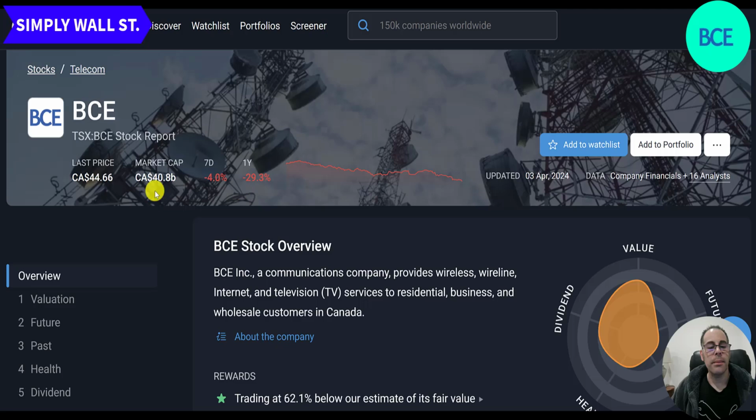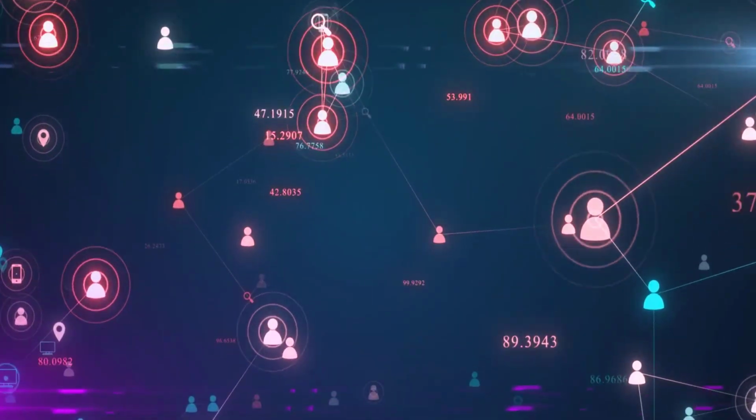Let's take a look at the company on Simply Wall Street. Its last price, $41 billion market cap, down 4% in the past week, down 29% in the past year. Let's see what they say about the company.